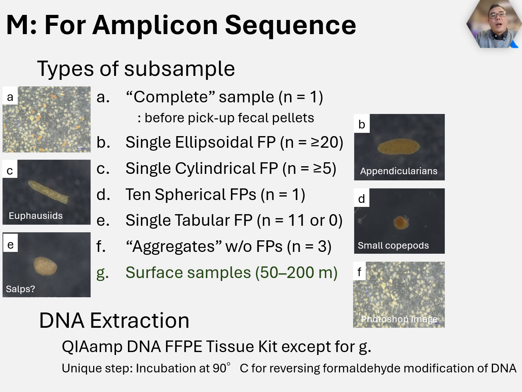The DNA extraction was conducted using the QIAamp DNA FFPE Tissue Kit, except for suspended particles. The difference from the conventional method is a heat step. The samples were incubated at 90 degrees for 1 hour to reverse formaldehyde modification of DNA. If we skip this process, the extracted DNA cannot be amplified in the following PCR step, but this process fragmented the DNA.